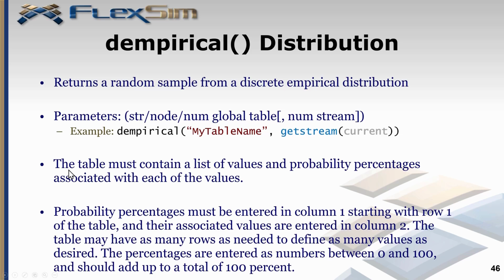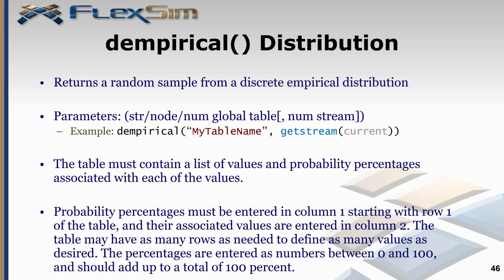The table must contain a list of values and probability percentages associated with each of the values. The probability percentages, this is important, must be entered in column 1, starting with row 1 of the table, and their associated values are entered in column 2. The table may have as many rows as needed to define as many values as desired. The percentages that are entered as numbers between 0 and 100 in the first column need to add up to a total of 100%.